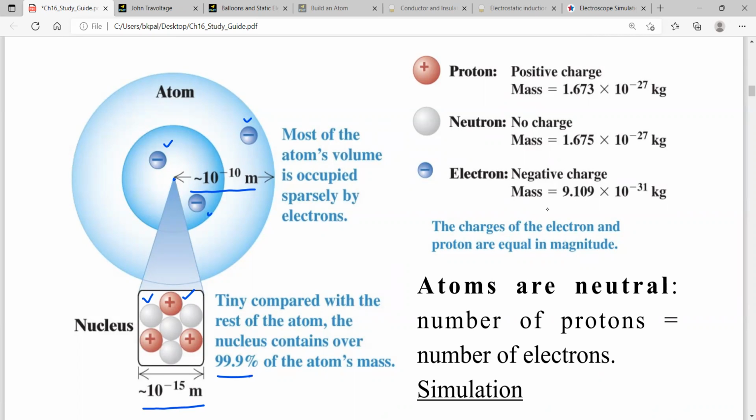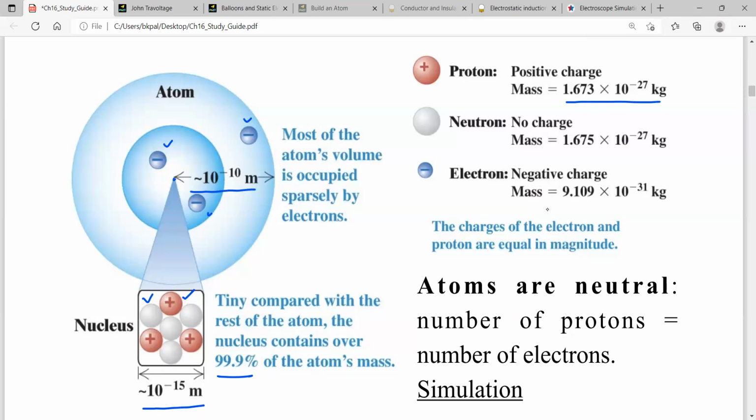On the right-hand side you see the masses of the proton, neutron, and electron. The mass of the proton, which is positively charged, is 1.673 times 10 to the power minus 27 kilogram.